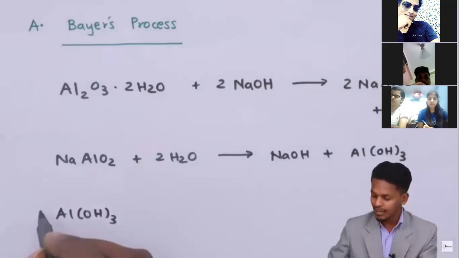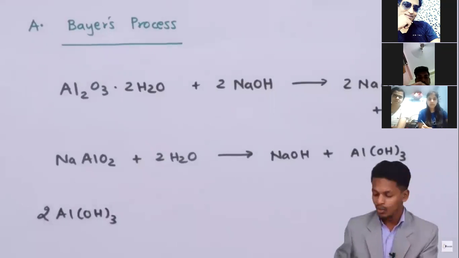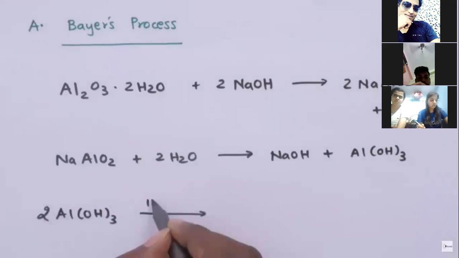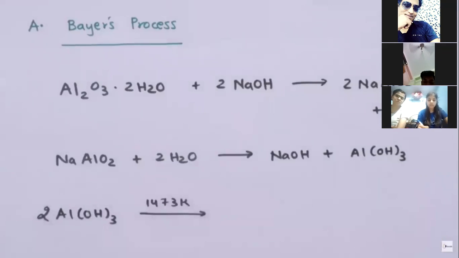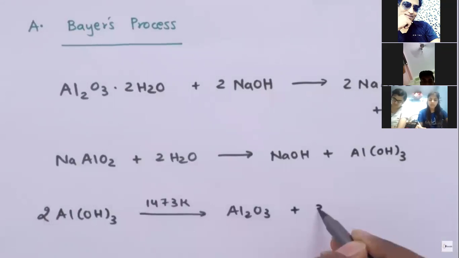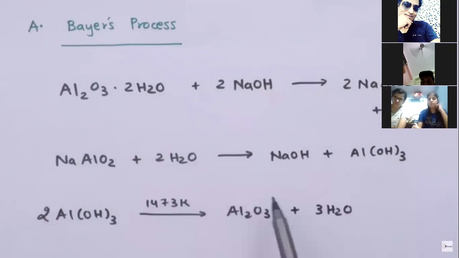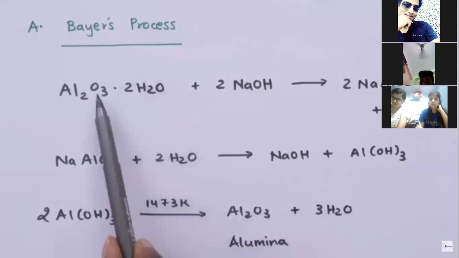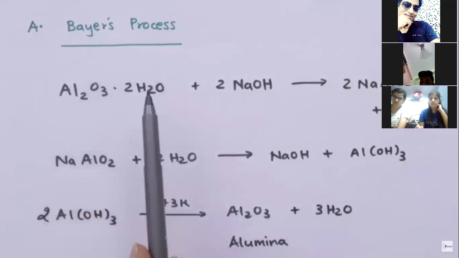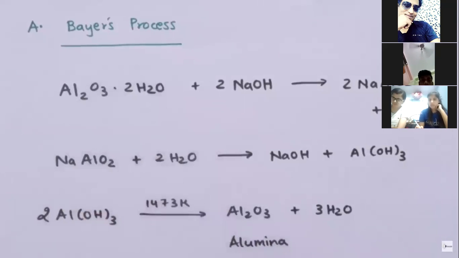For balancing the reaction, I take 2 moles of Al(OH)3, and we have to heat it at a temperature of 1473 Kelvin. The product we obtain is Al2O3 and 3 moles of H2O. This Al2O3 is known as alumina. Here we have obtained alumina from bauxite by removing the impurity. This alumina would be further taken in a process where we can obtain a crude metal from it, and that's why this is known as the leaching process, where we have removed the impurity.